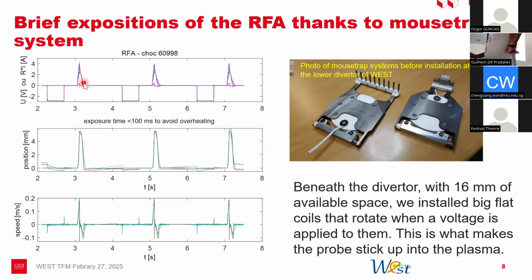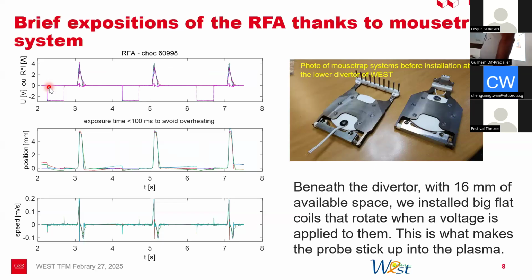So, okay. This is a shot, data from one particular discharge in WEST, 60,998. And we've made 3 movements of the probe into the plasma, once every 2 seconds. The procedure is to apply a negative voltage to the coil a few hundred milliseconds before the desired measurement time, in order to drive it down onto the diverter and define a reference position.